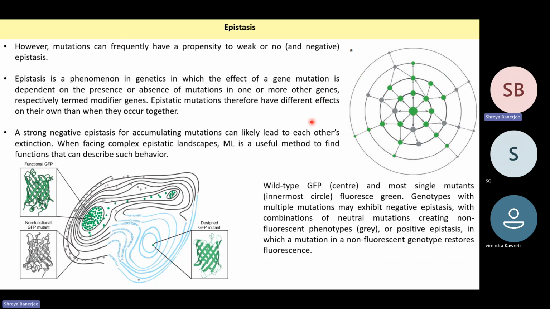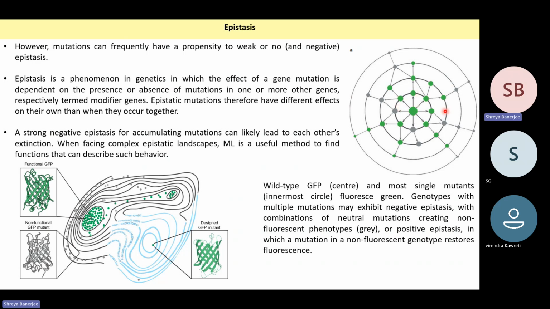So that will be positive epistasis. So basically the effect of different mutations on one another, so that is what epistasis is, where the effect of a gene mutation is dependent on the presence or absence of mutation in other genes.